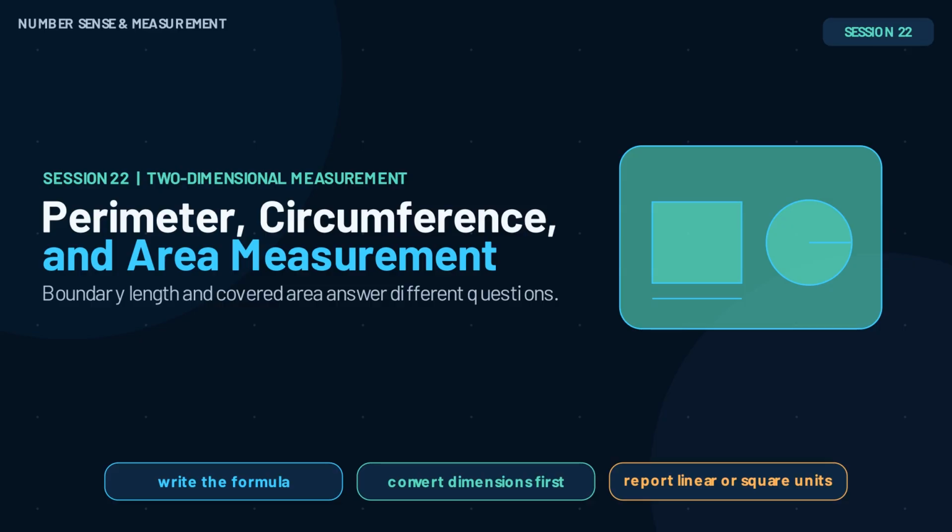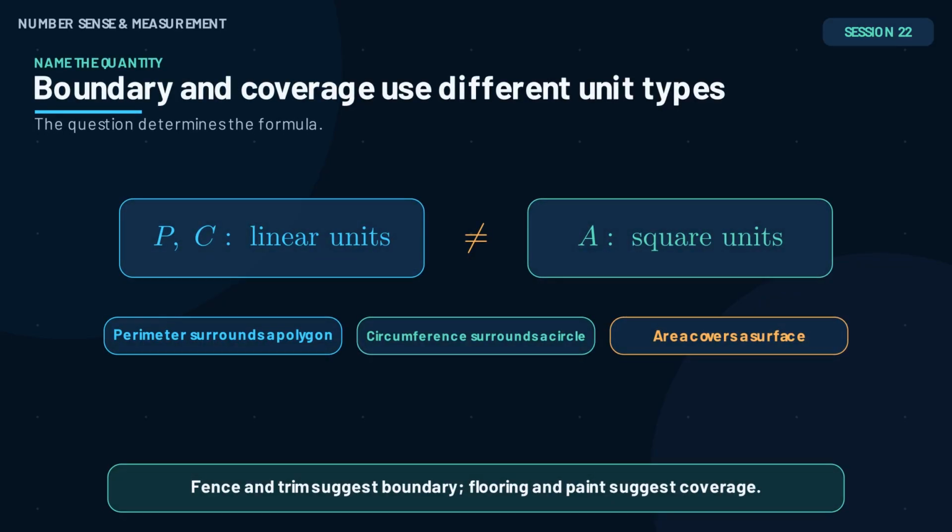detect the wrong operation. Perimeter and circumference measure distance around a boundary, so they use linear units. Area measures a two-dimensional surface and uses square units. Fencing, trim, and circular tracks suggest boundary. Flooring, paint coverage, and tiles suggest area. Name the requested quantity before selecting a formula.